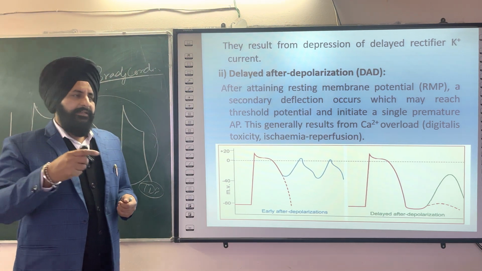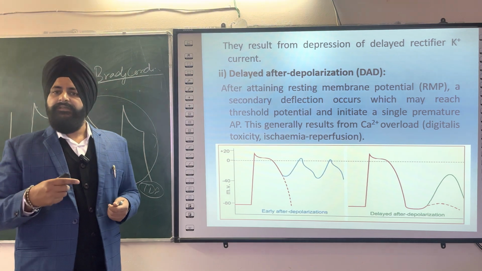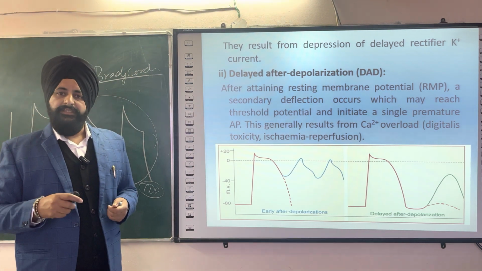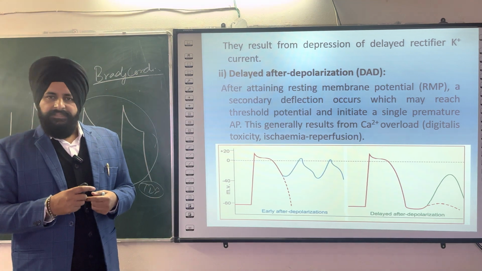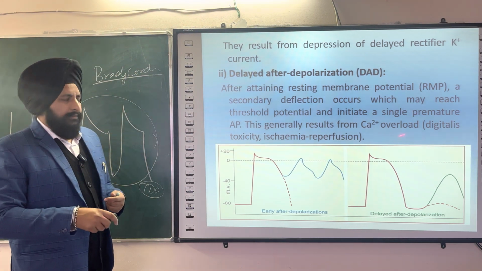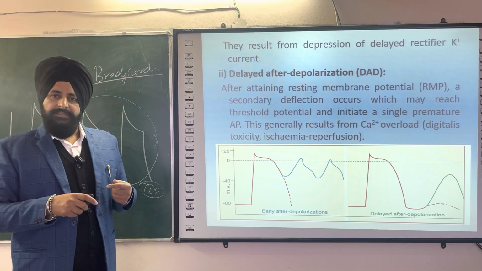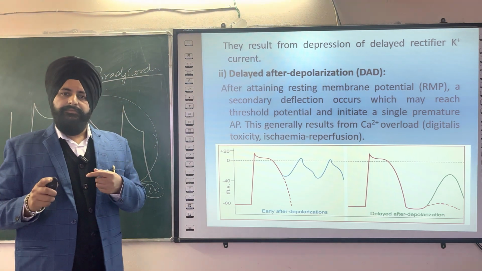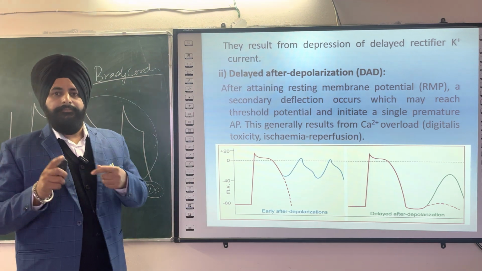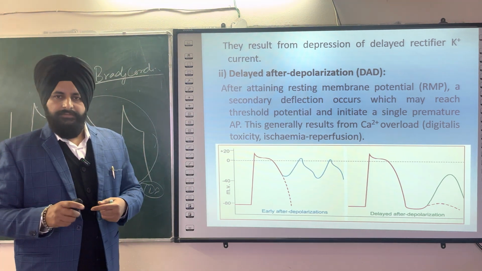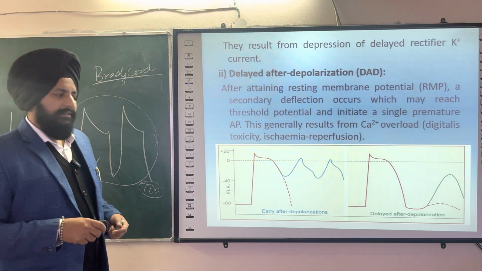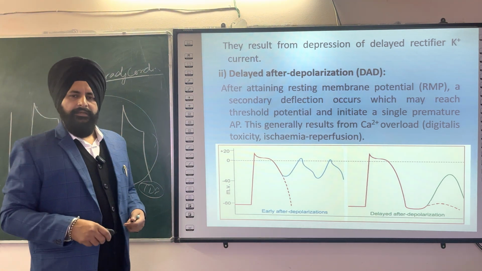It means if digitalis causes calcium dependent contraction, the calcium overload will increase, and then arrhythmia proceeds. That's why whenever you give digoxin at a higher dose to a patient for the first time, the chances of arrhythmia are more, because it is a pro-arrhythmic agent at a higher dose. So these are the two phenomena: early afterdepolarization and delayed afterdepolarization.